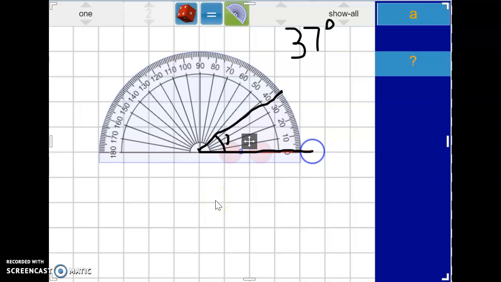Now, again, this is an online program, but that's pretty much how you would do it if you had a physical protractor in front of you as well.